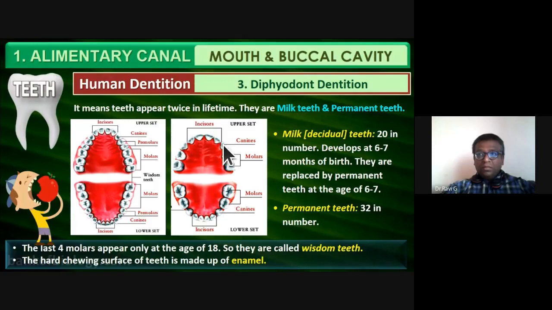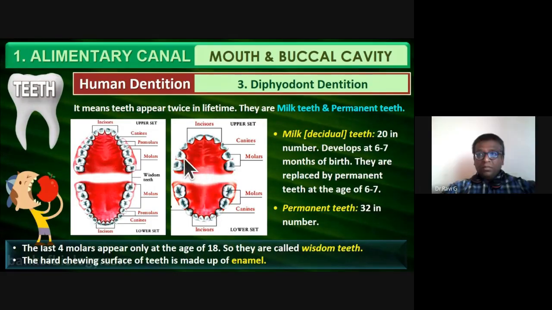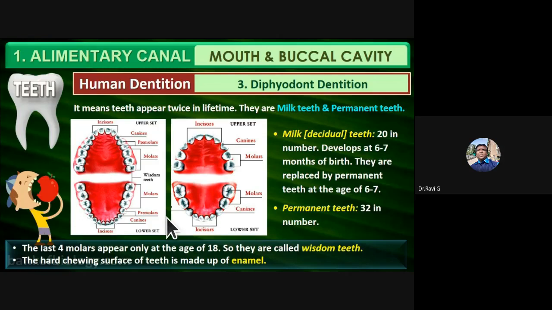Okay, this is the milk or decidual set of teeth, which arises in a baby at 6 to 7 months of age, and then it is replaced by the permanent set of teeth at the age of 6 to 7 years. So remember about that.